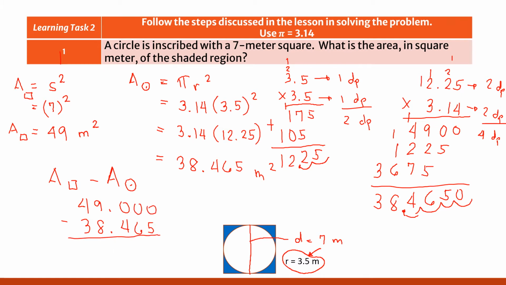Of course, we cannot subtract 5 from 0. The last 0 will become what? 10. Second to the last will be 9. Third to the last is also 9. And 9 here will become what? 8. Time to subtract. 10 minus 5 is 5. 9 minus 6 is 3. 9 minus 4 is 5. 8 minus 8 is 0. And 4 minus 3 is 1. So we have now 10.535 square meter. And this, children, is the correct answer.